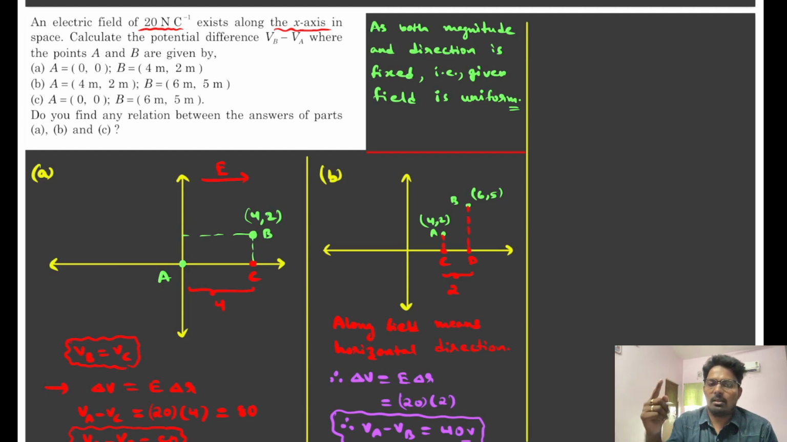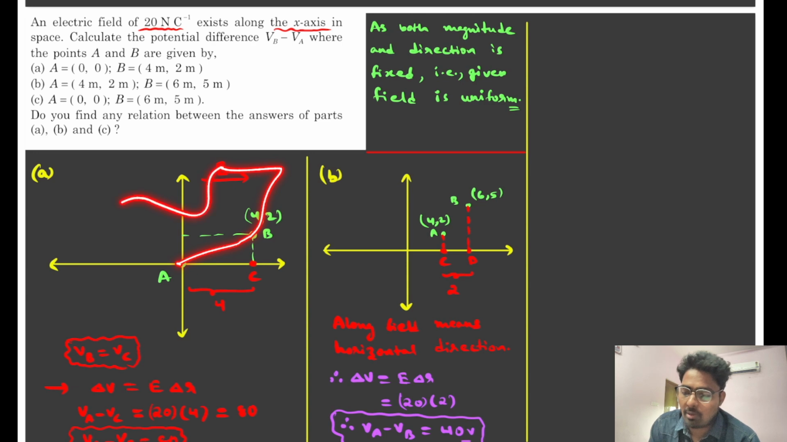and then O to A, B to C and C to A, the sum of all the potential differences would be what? 0. Why would the sum of all the potential differences be 0? Because as I said, electric field is a conservative one. Work done in any closed path, doesn't matter whatever the path is, even if it's a random path, if you are coming back to the same point, work done should be what?